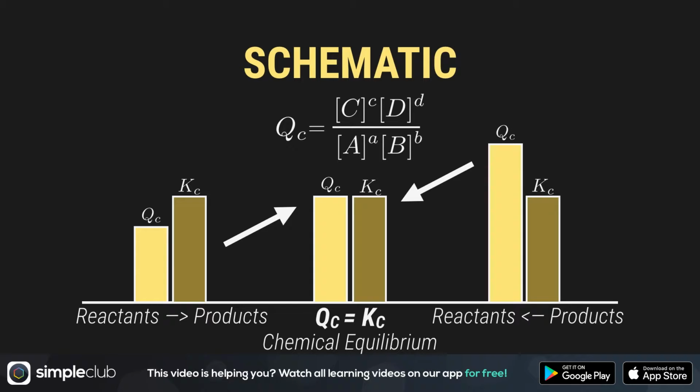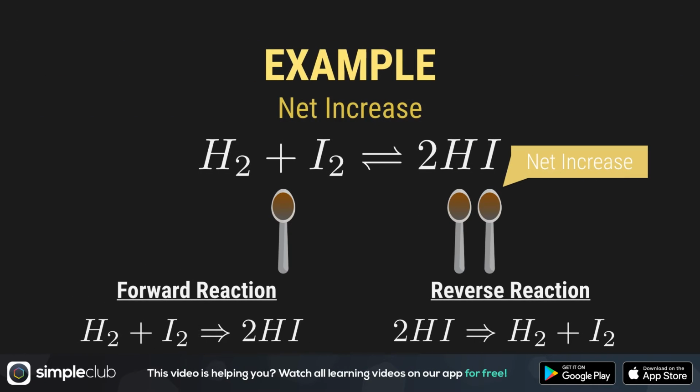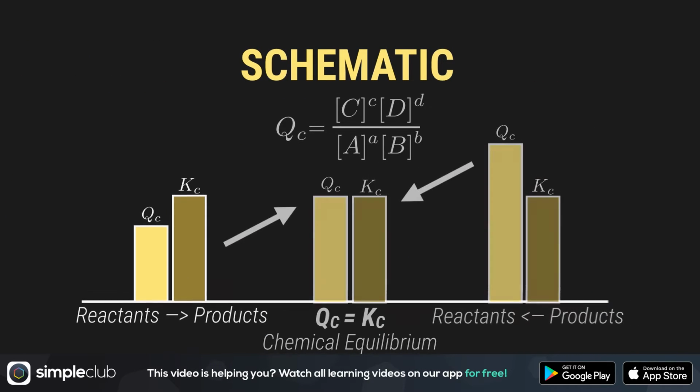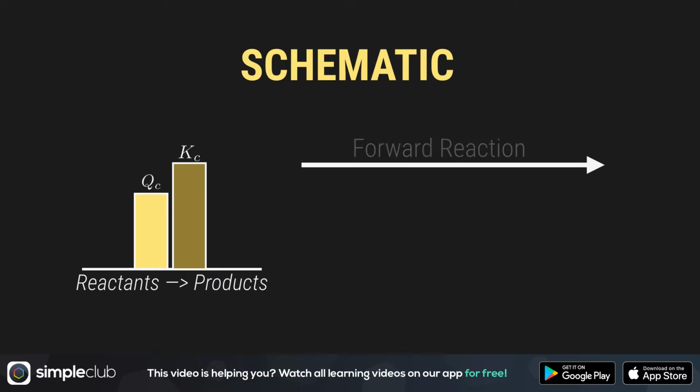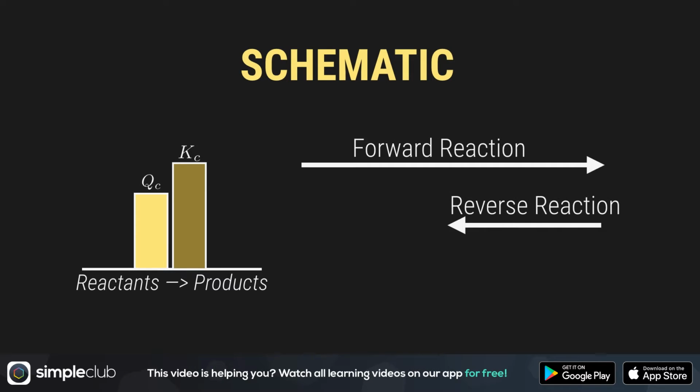Okay, it's important that you don't confuse the net reaction direction with the forward and reverse reactions. Think of our example with the tablespoons and hydrogen iodide. If Qc is smaller than Kc, then the forward reaction and the reverse reaction both take place. But the forward reaction goes faster, so that the change in concentration from the reverse reaction is cancelled out. The net reaction direction is also from left to right.